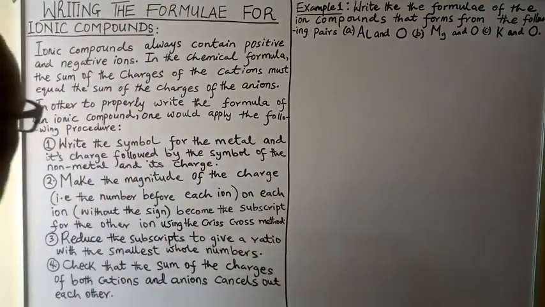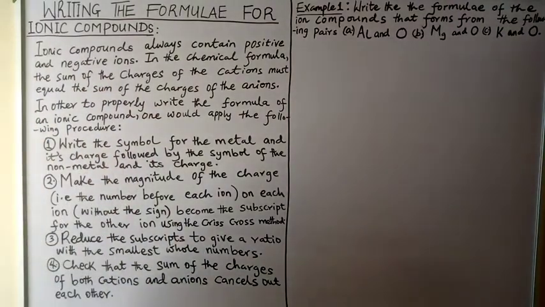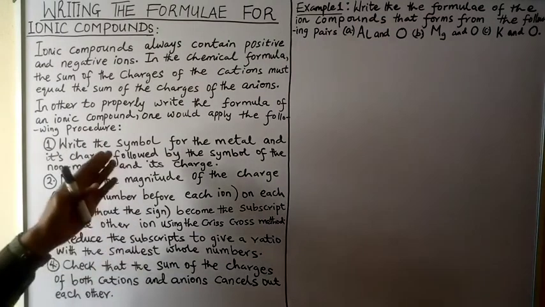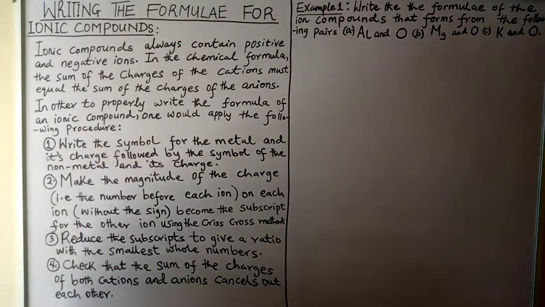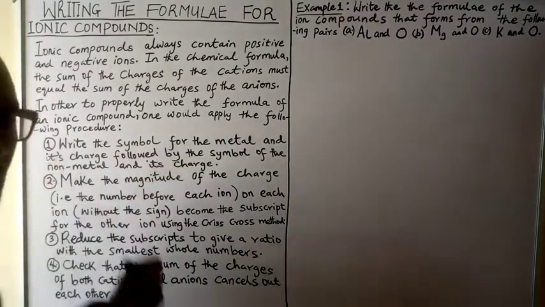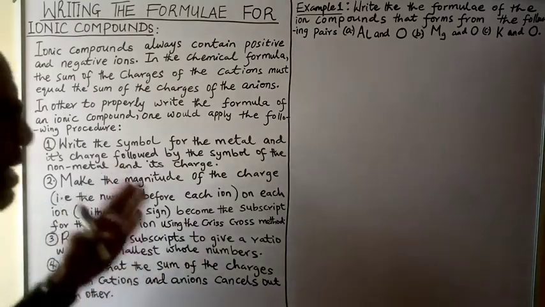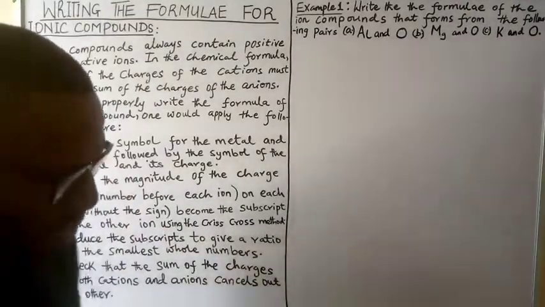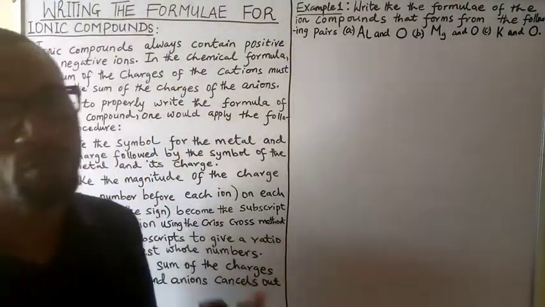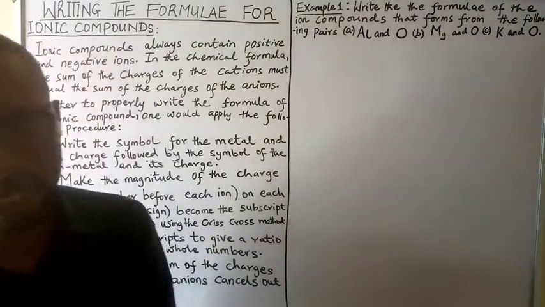The first rule of thumb is that in writing the formula of an ionic compound, you must first write the symbol for the metal and its charge, followed by the symbol of the non-metal and its charge. This is because ionic compounds comprise two components, the metallic component and the non-metallic component.